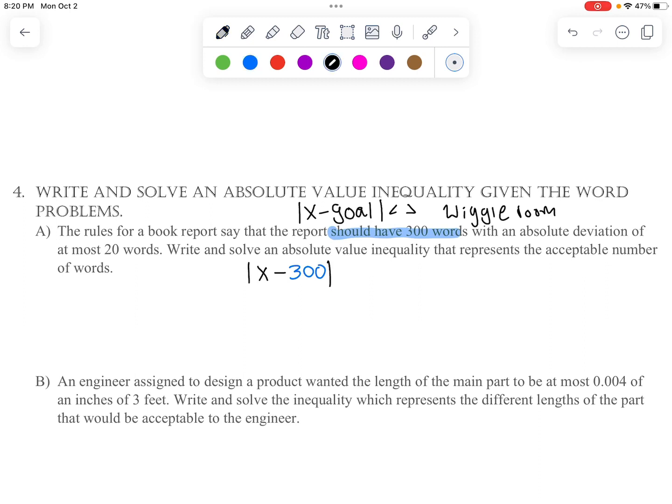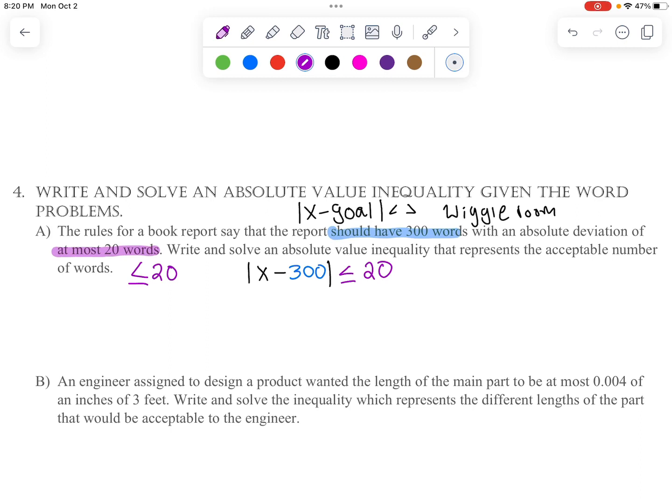Okay, and it says with an absolute deviation, which is a very, very fancy word for vary, of at most. At most means we are less than or equal to, because it is telling us we cannot be more than 20 words off. So we're less than or equal to, and then we'll have our 20, because that is how much we're allowed to vary.